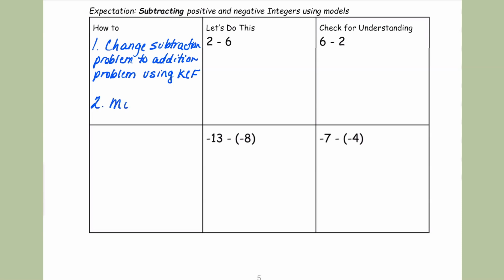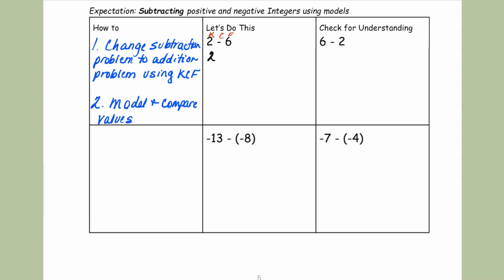Step number 2, we are going to model what we see. So if we see 4 and it's a positive number, we're going to show 4 as the model for positives. If we see 6 as a positive number, we're going to model 6 as that positive number. And then remember, we're just comparing who has most. Do I have more negatives? Do I have more positives? Do I only have negatives or positives? And then we work it from there.